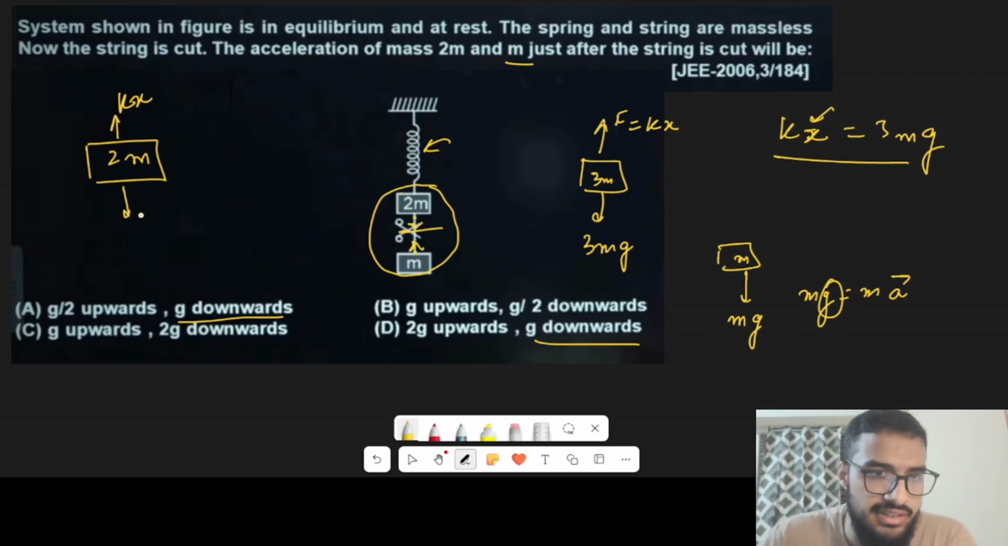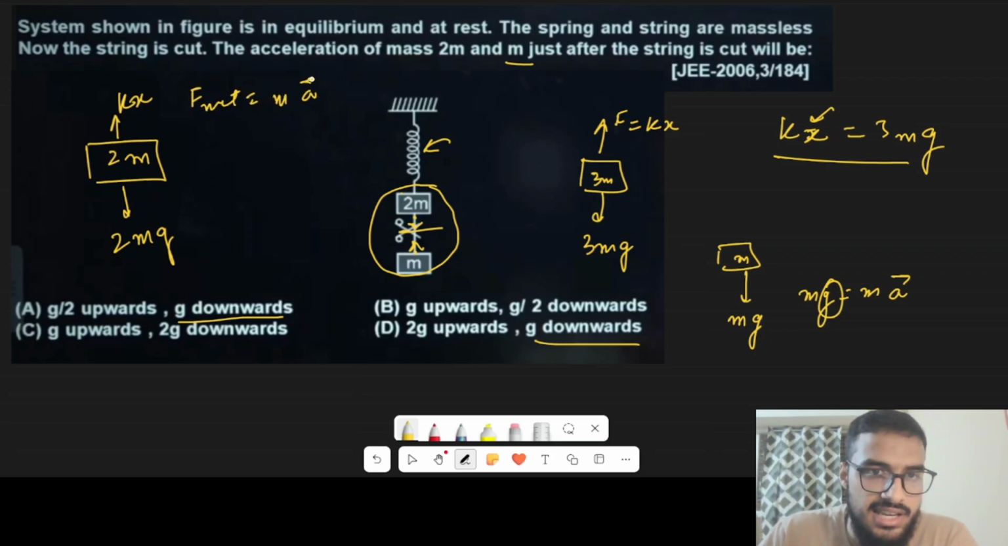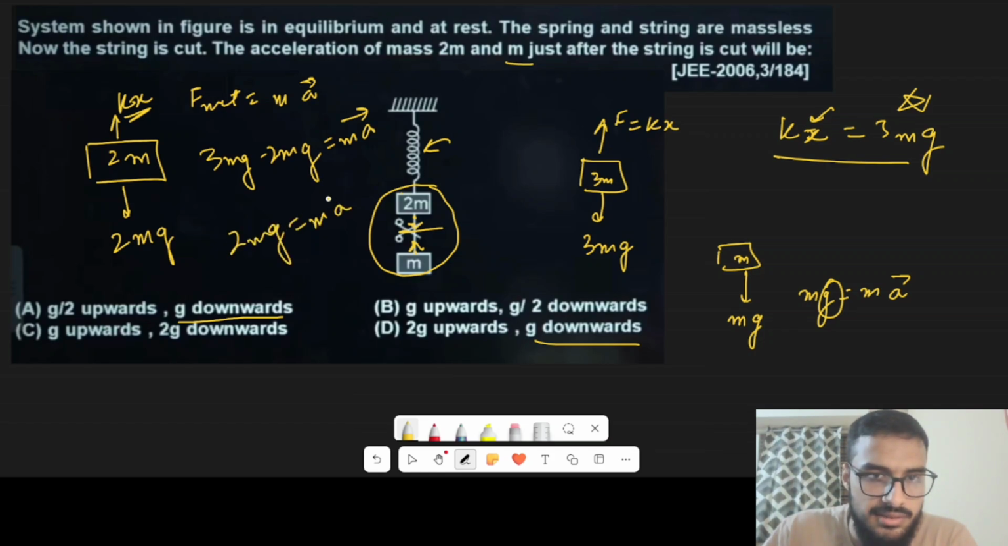But what is the gravity downwards? 2mg now, and the string force, basically tension, is not there because the string is already cut. So can we say F net is mass times acceleration? F net is how much? For example, upwards it was kx, which was 3mg, no? So can we say it is 3mg minus 2mg equivalent to mass times acceleration? So can we write mg is mass times acceleration?